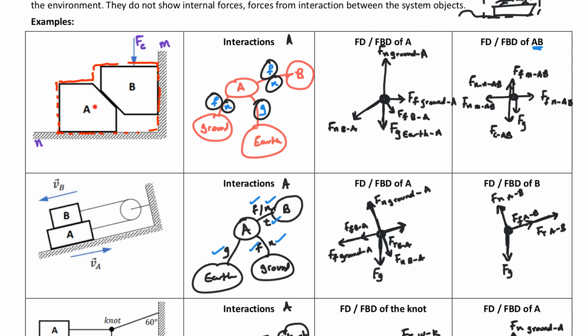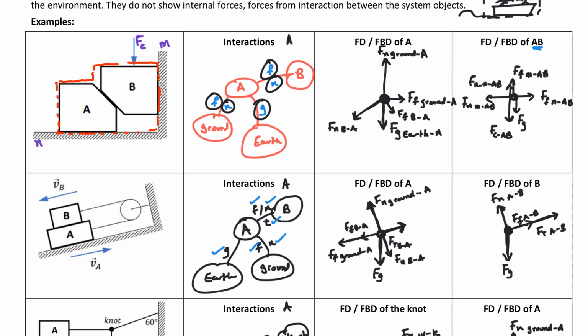Then our system could also be pushed towards the left, and if that's the case, the friction from the surface will pull it back in this direction. And that's the force of friction from our surface M to our system AB. So we've taken care of this. We're going to move up. No interactions here at all. No interactions here. No interactions here.